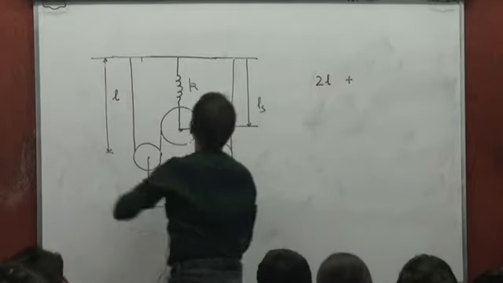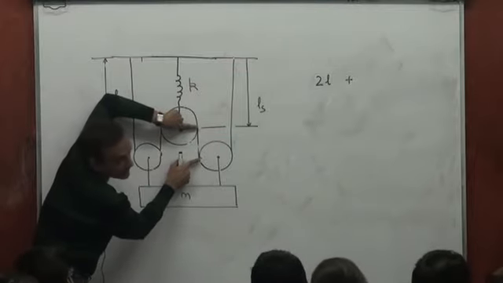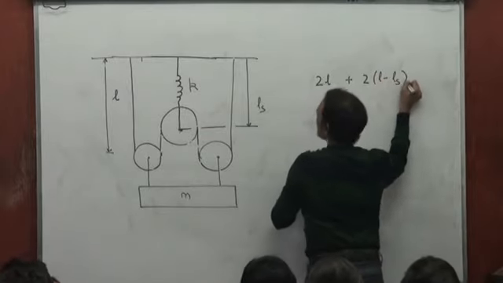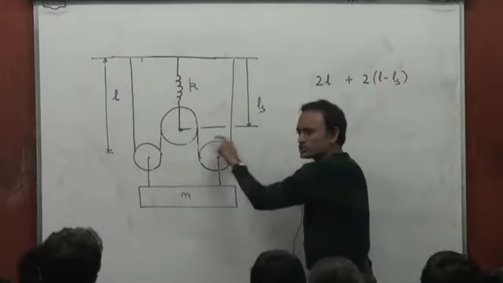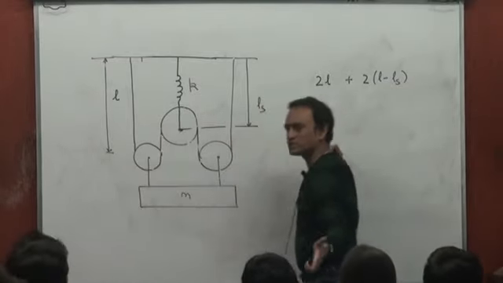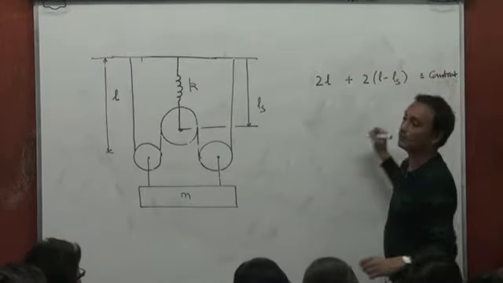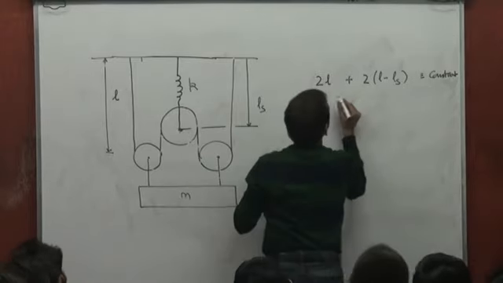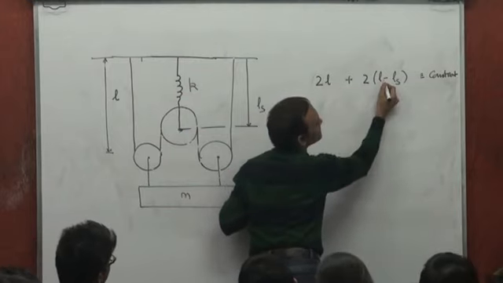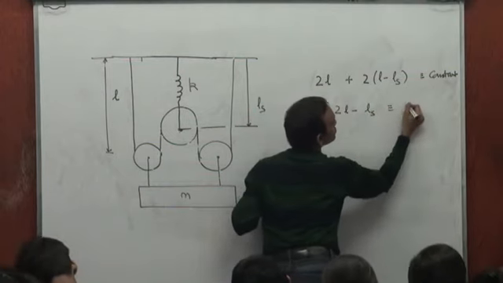plus this length is L minus Ls plus L minus Ls. 2 into L minus Ls plus the wrap-up lengths are anyways constant. The lengths wrapped around the pulleys, they don't change at all. So this is a constant, right? So which means now this is a constant, so half of this is also a constant. So which means half of this is L plus L, 2L minus Ls. So 2L minus Ls is a constant.